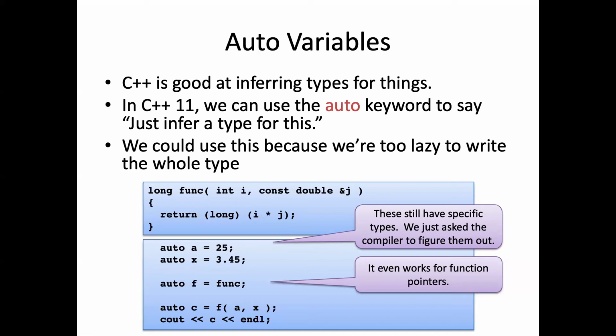I didn't really need auto there, but for fancier types like a function pointer, up at the top, I define a function that takes an int and a reference to a const double and returns long. And I could define that function pointer type, or I could use auto to let the compiler figure it out. Here, F is going to get that function pointer type because that's what the name of the function evaluates to. Here, if I call that function, it evaluates to a long as the return. C is going to get type long because that's the type this function returns.